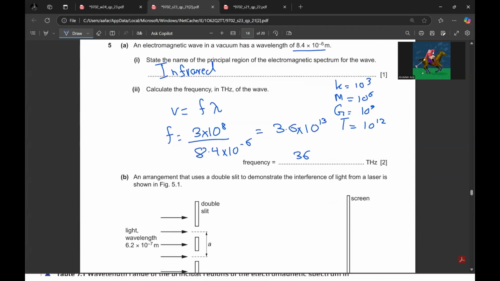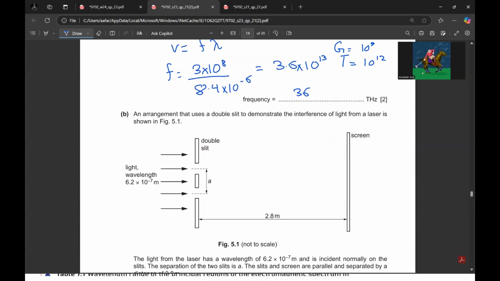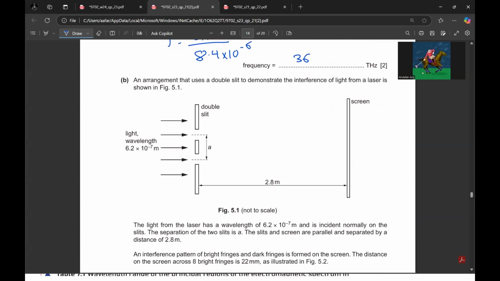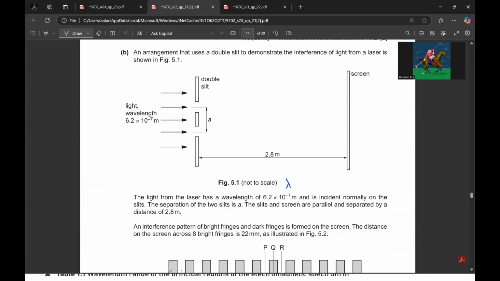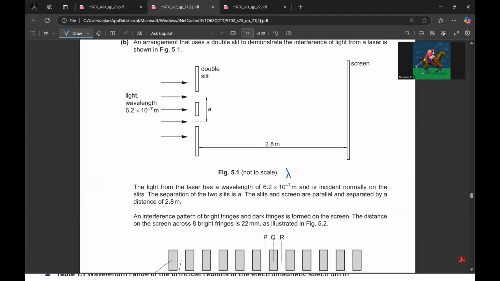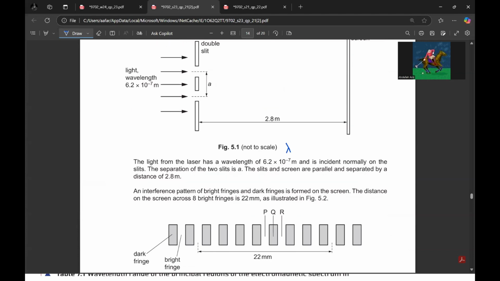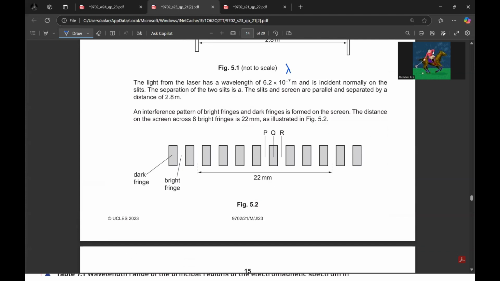An arrangement that uses a double slit to demonstrate the interference of light from a laser is shown. The light from the laser has a wavelength of 6.2 times 10 power negative 7 and it is incident normally on the slits. Separation of the two slits is a. The slits and screen are parallel and separated by a distance of 2.8 meters. An interference pattern of bright fringes and dark fringes is formed on the screen. The distance on the screen across 8 bright fringes is 22 millimeters, as shown in figure 5.2.